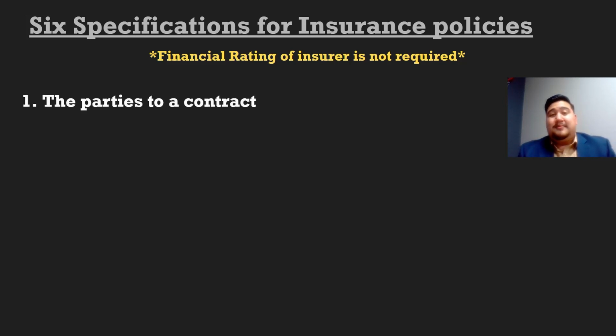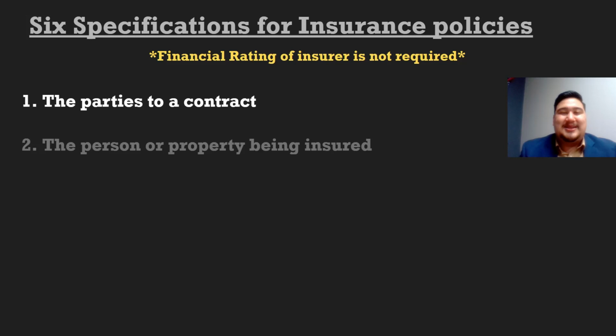Number 1, the parties to the contract. Of course, you need to know who's covering you, what company you have insurance with, and you need to know who they're covering. So they need to know your name, right? So, of course, every party in the contract has to be listed.